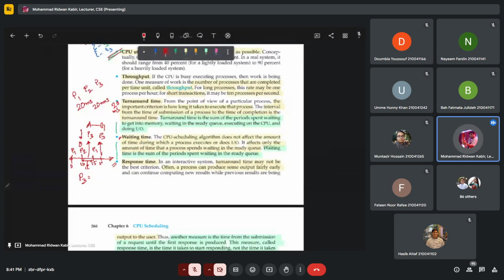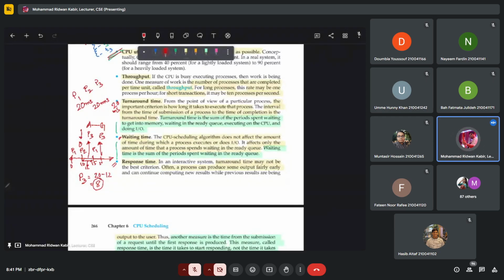So if we consider the waiting time, it would be 20 minus 12, which is 8 units. The first waiting time is known as your response time. If I look at the theoretical definitions of these three terminologies, the turnaround time is the sum of periods spent waiting to get into memory, waiting in the ready queue, execution on the CPU, and doing input output. And the waiting time is basically the sum of the periods spent waiting in the ready queue.